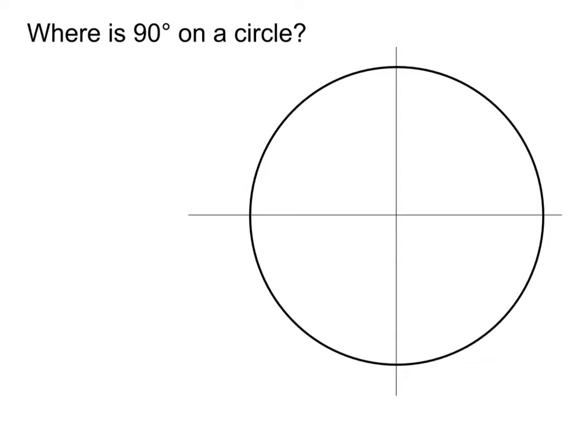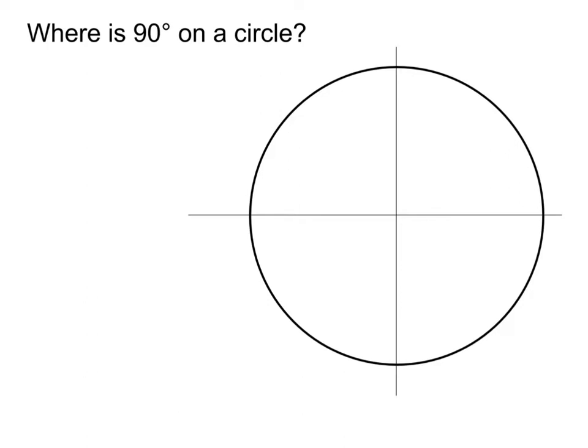All right, so this lesson is taking a look at angles on circles. So the first question we're looking at here is where is 90 degrees on a circle? Well, that really could be in all sorts of different places unless we are very solid on and agree on where we start from and which way around we're going.